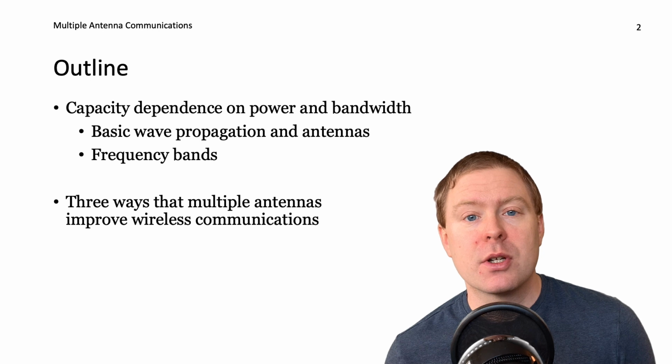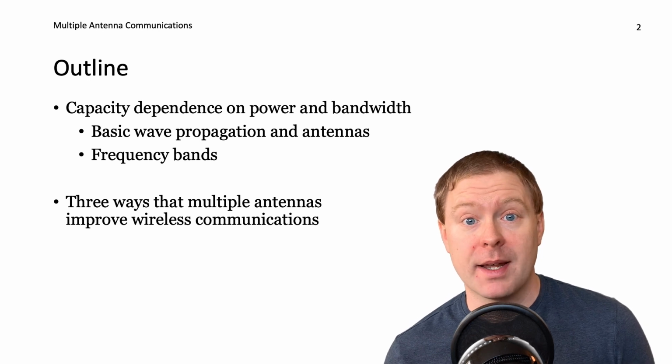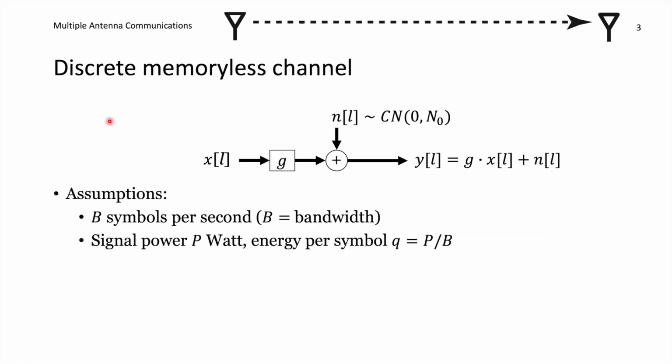And that will lead us into the concept of having multiple antennas at the transmitter or the receiver, and we will look at three main benefits that can provide us with. Let us start by considering a scenario where we are transmitting from one antenna to another antenna.